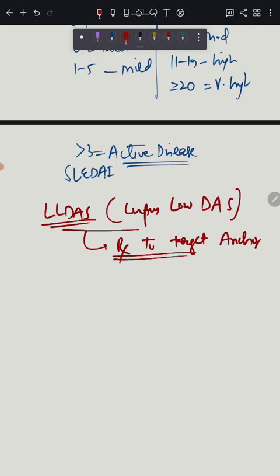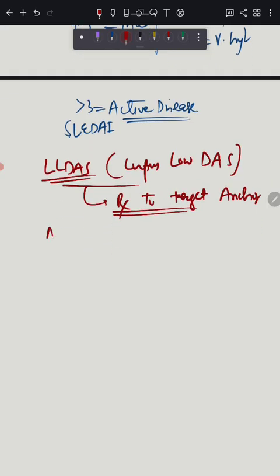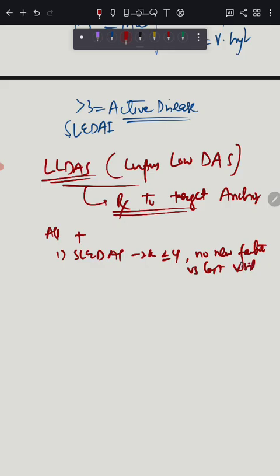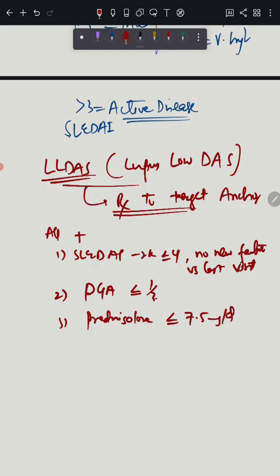So it should meet all of the following. So all of the following should be present. One is SLEDAI 2K less than or equal to 4, and there should be no new features versus last visit. Second is physician global assessment, it should be less than or equal to 1/3. Third is prednisolone, it should be 7.5 mg per day requirement or equivalent of that dose.